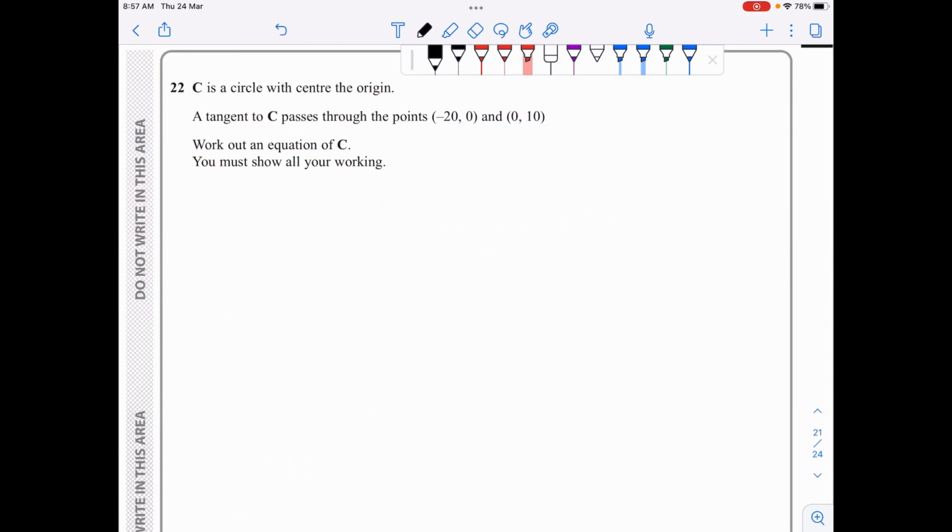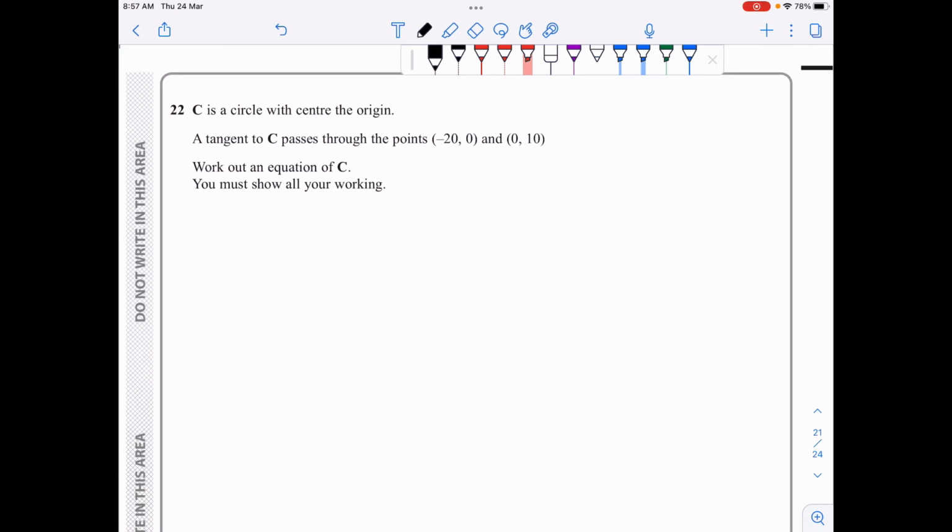Question 22 sees a circle centered at the origin. We've got a tangent passing through these 2 points, and we need to work out an equation of C showing all working. Well, I'll start by reminding you that the circle centered at alpha, beta with radius r has equation (x minus alpha) squared plus (y minus beta) squared equals r squared. I will quickly draw this.